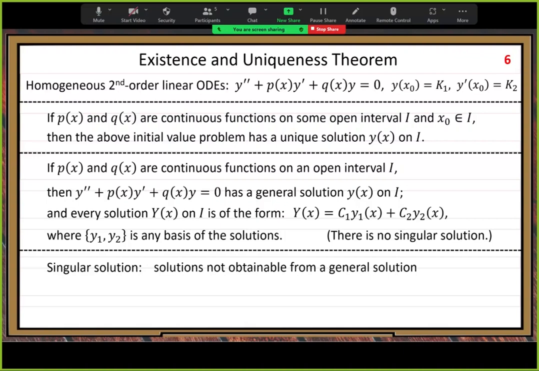Break time. After 10 minutes, we do our little problem solving session number 1.